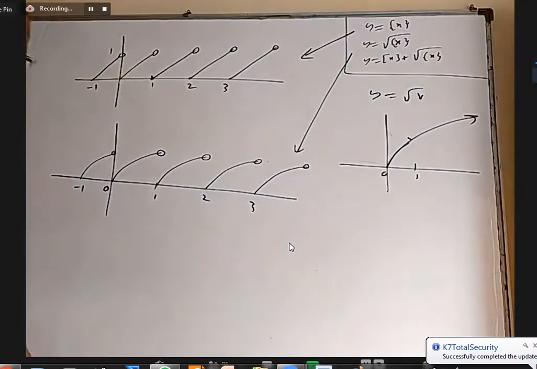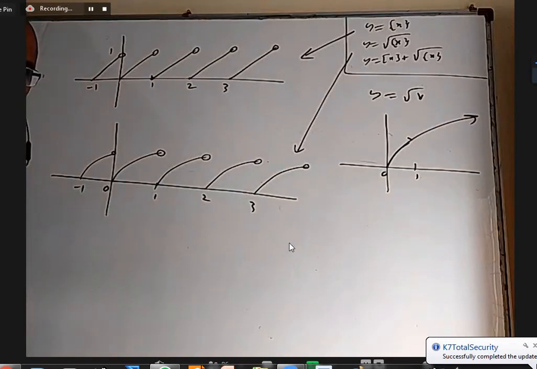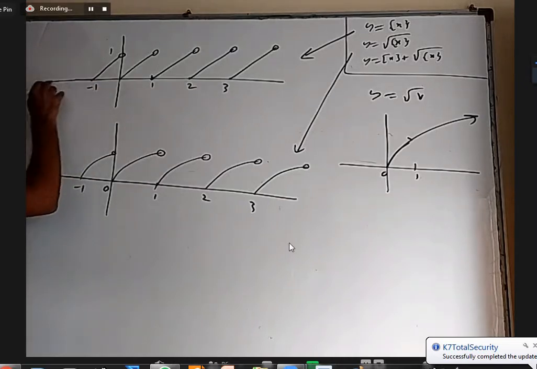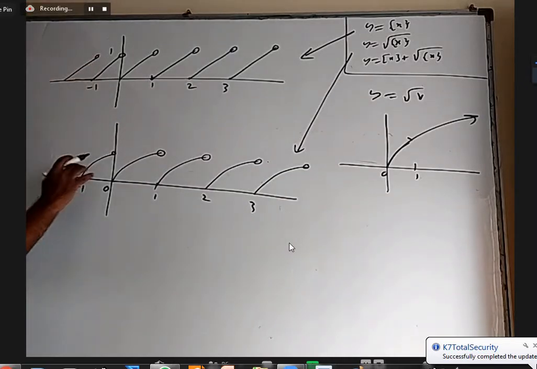Any doubt? In negatives also you can draw some. Yes, x may be negative, but the fractional part of x is always positive. Here also, the fractional part of x is never negative, right? So we also have a graph like this.